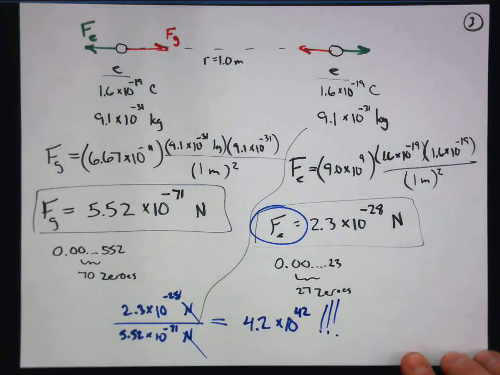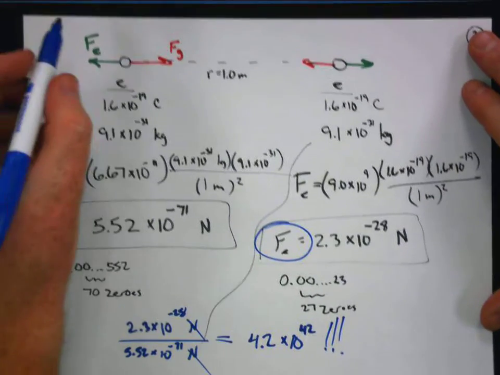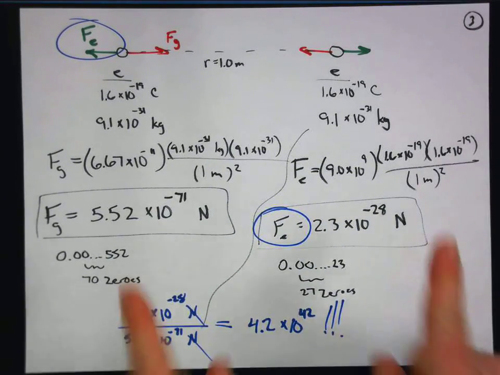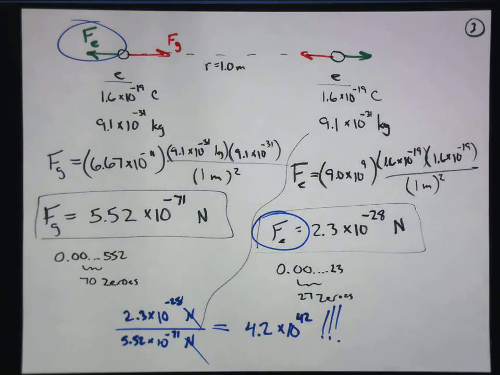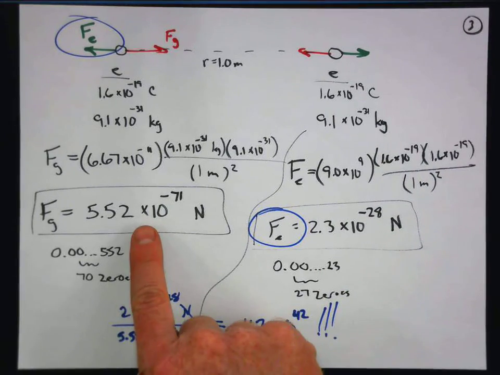Holy cow, right? This is a 4 and a 2 followed by another 41 zeros. Another way of saying this is 42 orders of magnitude larger. It's not 42 times larger. 42 orders of magnitude larger. It's a much, much bigger deal. Clearly, the electric force will win this so-called tug of war, and these electrons will rocket away from each other very quickly because this force is so much stronger than the gravitational force.